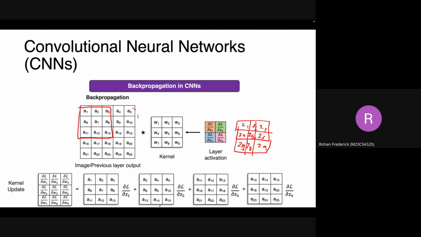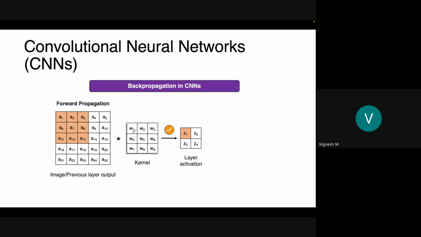It's just understanding of the convolution, because that would have taken only A1, A2, A6, and A7, right? No, because W1, W2, W3 will be placed here, right? It will take this entire 2x2 matrix. If I come back to this, I'll show you the forward propagation. If you remember, this is how the convolution works, right?